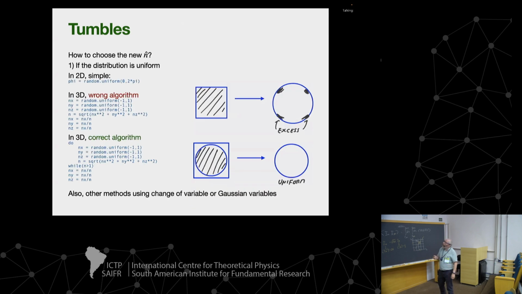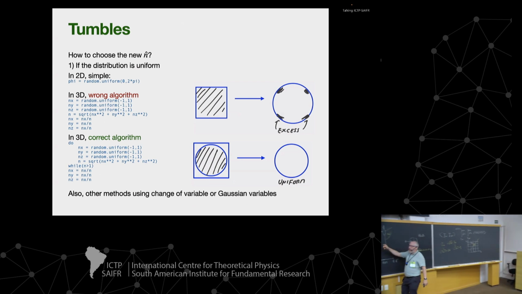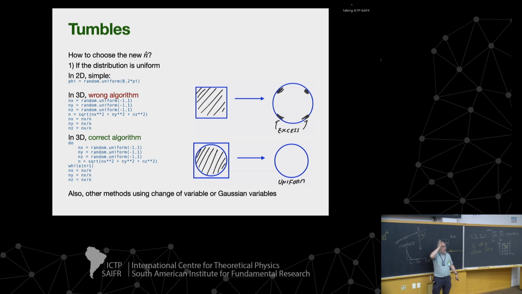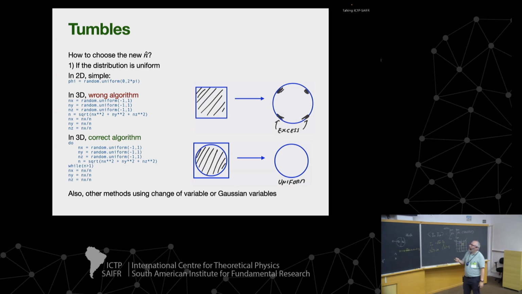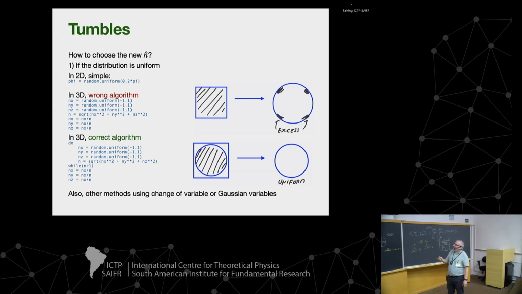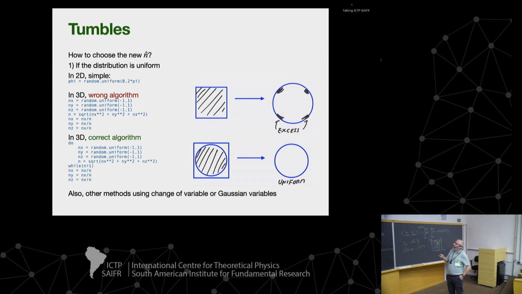Okay, so how do you choose the new director? So we're going to consider first the simplest case that is not that simple anyway. The simplest case is to consider that the new director is completely uniform. That is, the bacterium completely forgets its previous director and chooses a new one uniformly. So in 2D, this is really simple. You say that the new angle is a uniform variable between 0 and 2 pi. Okay, nothing to worry about. That is done by the computer rapidly.